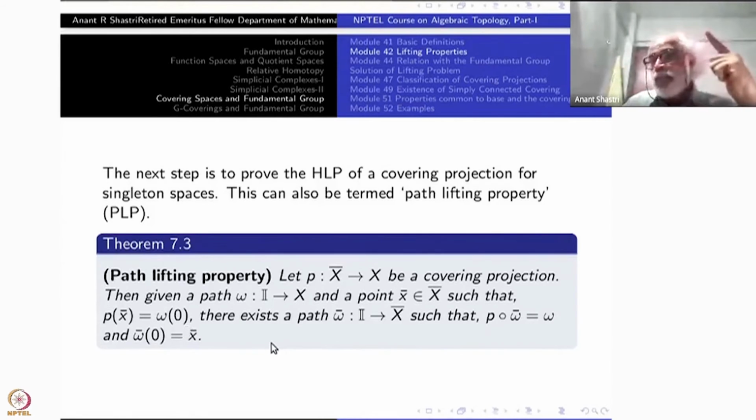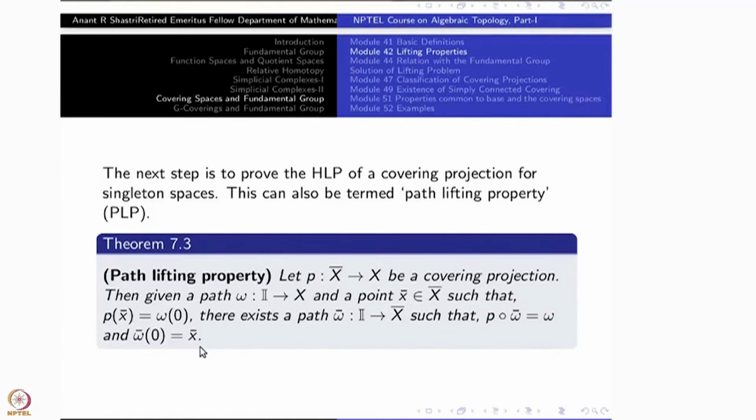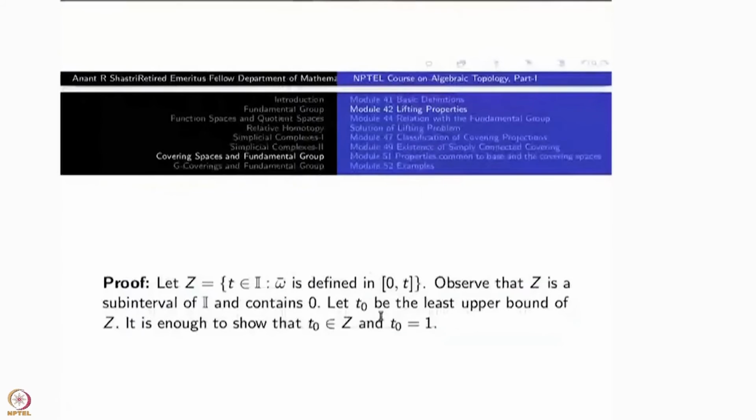We have already proved that such a thing will be unique. If there is another path omega 1 with the same properties, agreeing at one point, then omega 1 will equal omega at all points. But we don't know whether this exists. But the uniqueness of this will help to prove this one now. And it is not difficult. Let's go through this one. It is a similar proof to the one we have used several times.